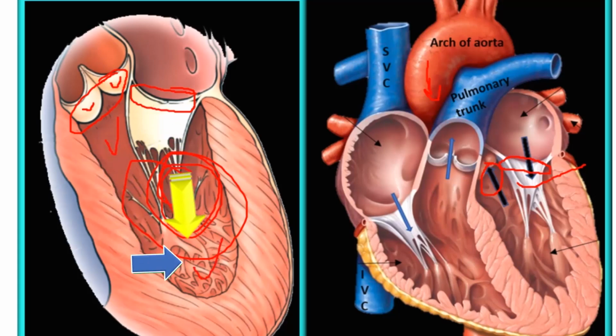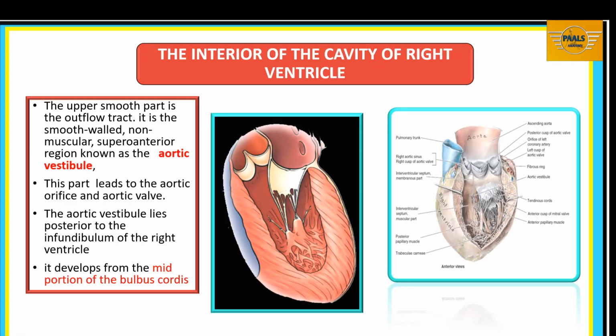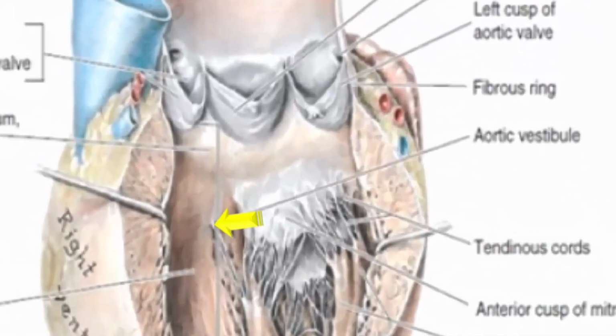Now this lower rough part here is the inflow part. Now this part going out here is the outflow part. So we're seeing a rough inflow part and we're seeing a smooth outflow part. The left ventricle has its upper part where it connects with the aorta, called the aortic vestibule. The aortic vestibule lies posterior to the infundibulum of the right ventricle.